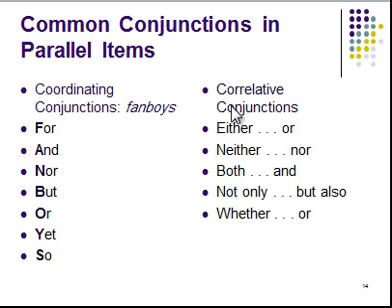And the correlative conjunctions such as either or, neither nor, both and, not only but also, whether or, these are very important. After whether, for example, you have to have the sentence or the verb. What's the verb structure? Is it in the past tense? Is it in the future tense? Is it a gerund? Is it an infinitive? Then you have to put on the other side the same thing likewise.